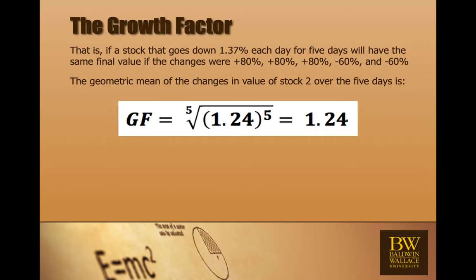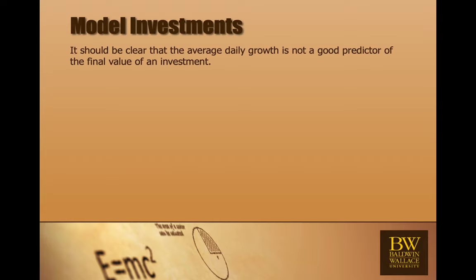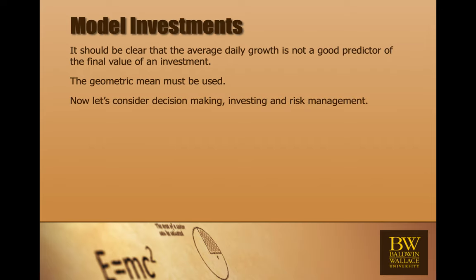Now, if you look at stock two, the geometric mean is, of course, 1.24. The fifth root of 1.24 to the fifth is 1.24. So if it does the same thing every day, the geometric mean is the same as the arithmetic mean. So raising the growth factor to the fifth power gives you the final bankroll. So the point here is that the average daily growth is not a good predictor. The geometric mean must be used.